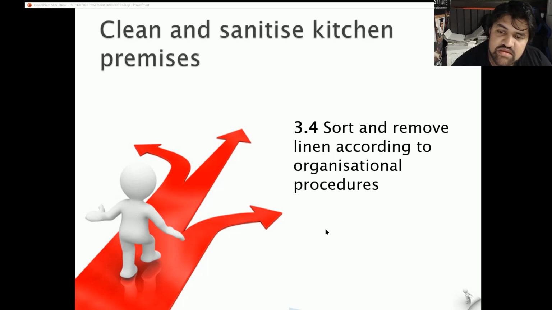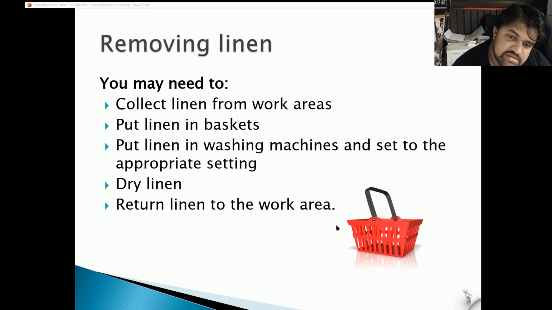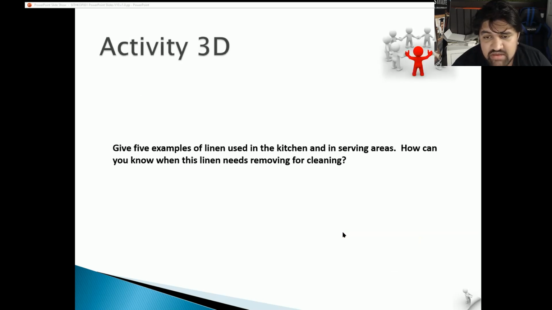3.4. Sort and remove linen according to organizational procedures. Identifying linen that needs removing. Linen may include cleaning cloths, clothing, napkins, serving cloths, tablecloths, tea towels. You may need to collect linen from work areas, put linen in baskets, put linen in washing machines and set to the appropriate setting, dry the linen and return linen to the work area.